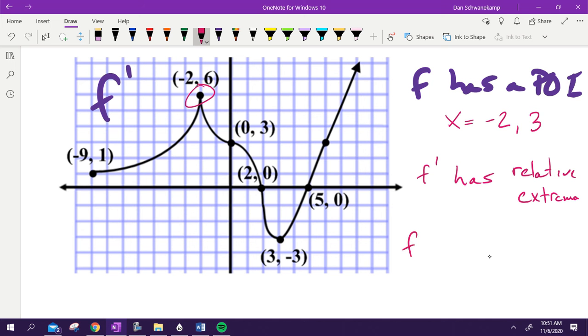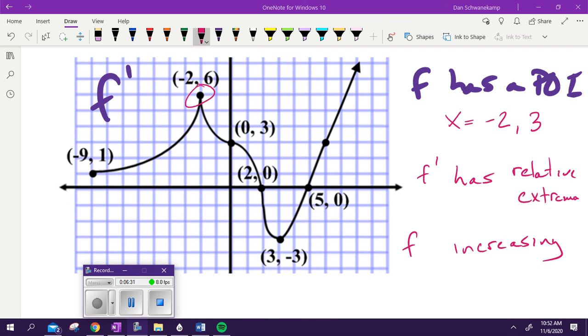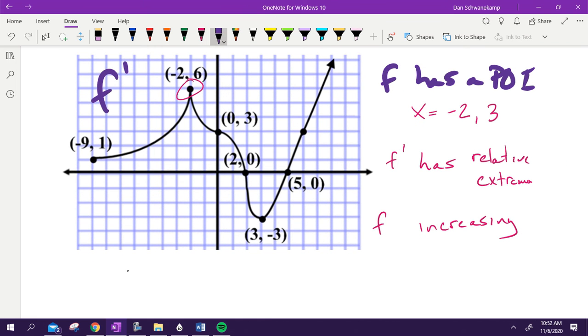When is f increasing? When is f increasing? Come up with an answer. Talk with your neighbor. Show me with your fingers. How many intervals is f increasing? Bottom out of when am I increasing?